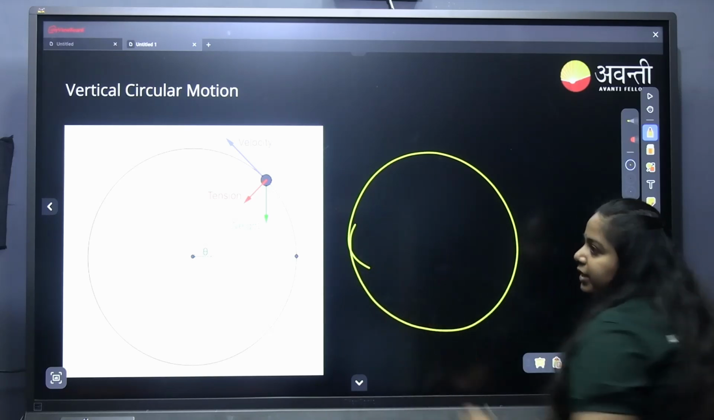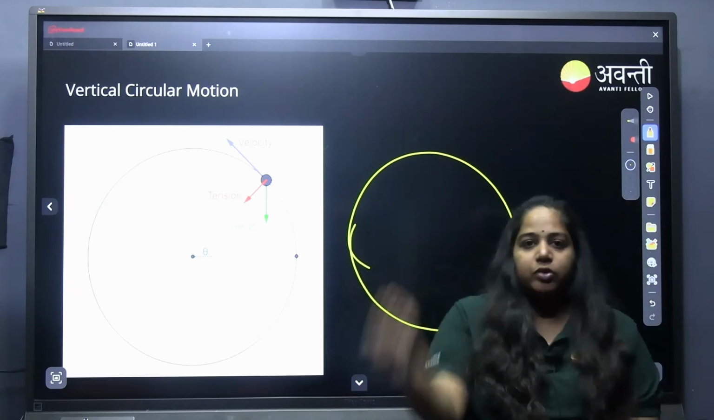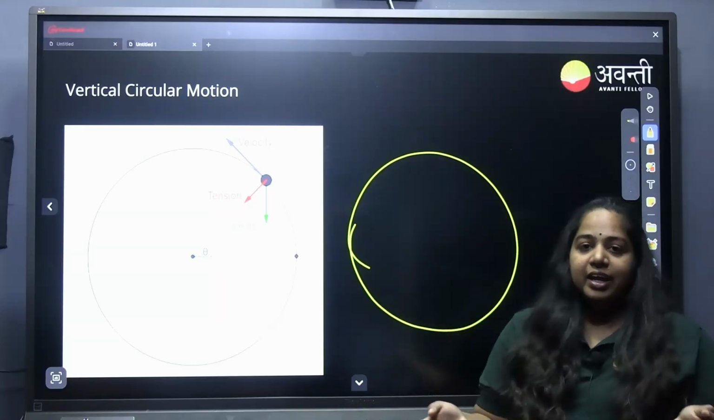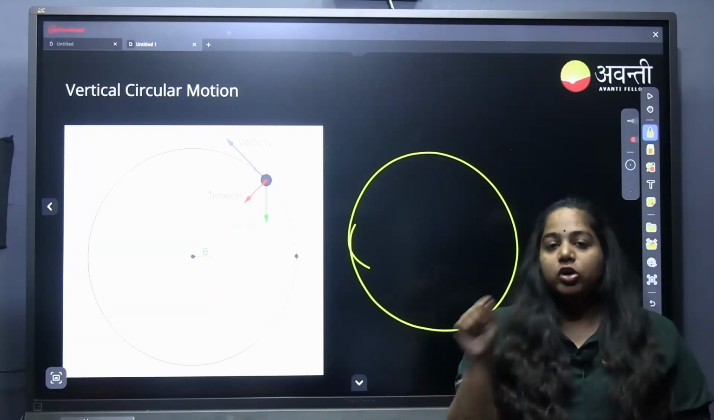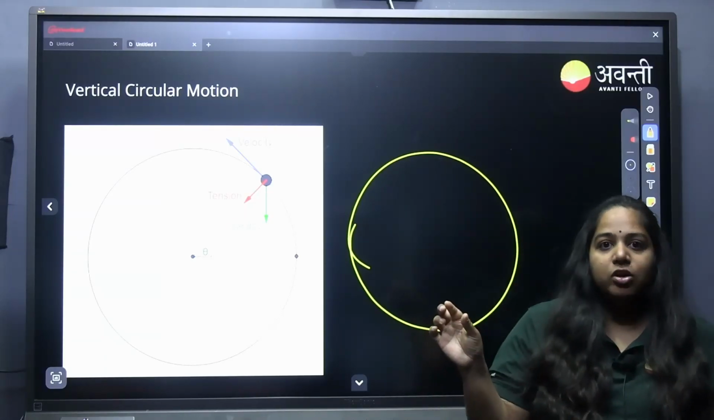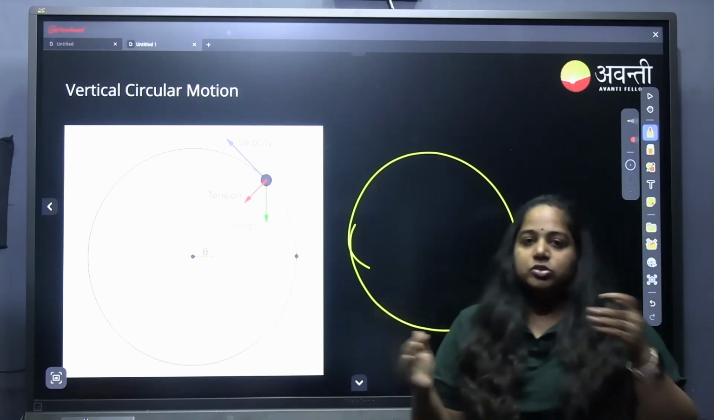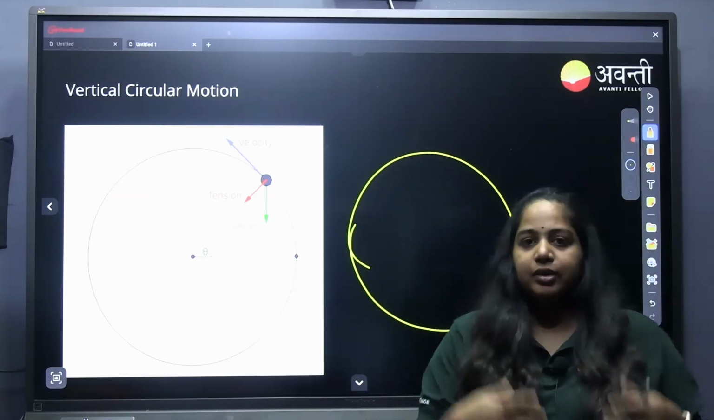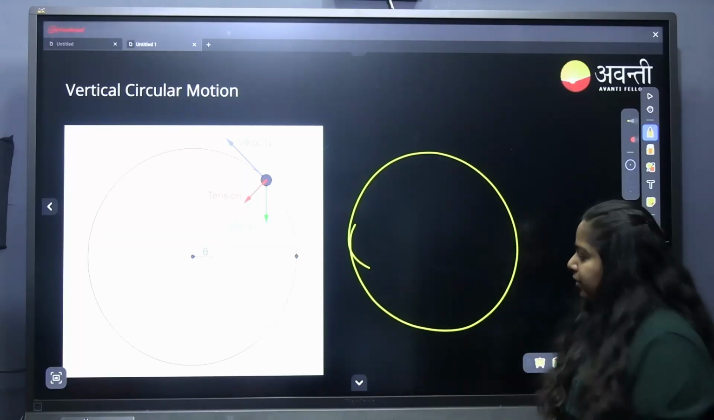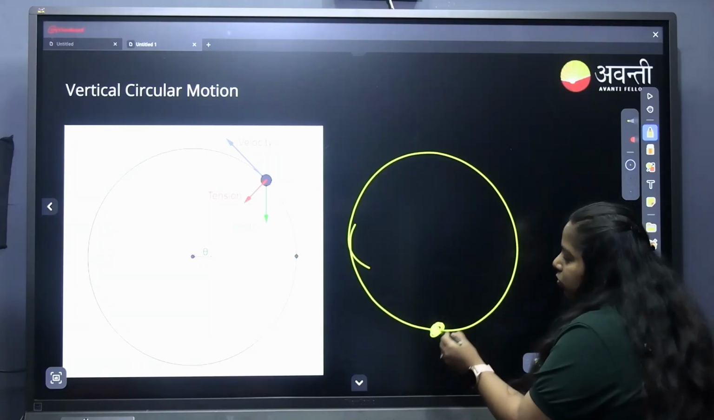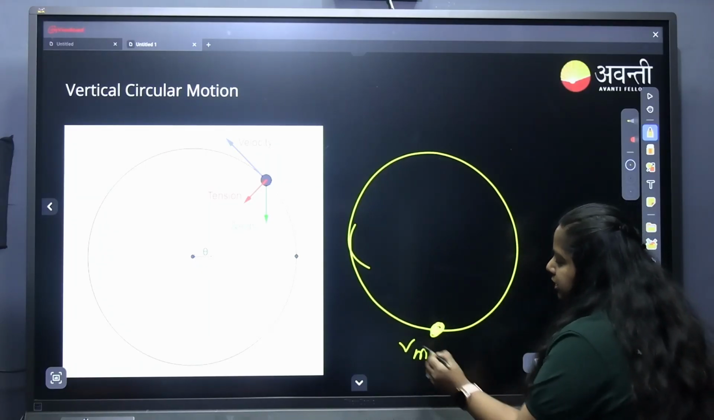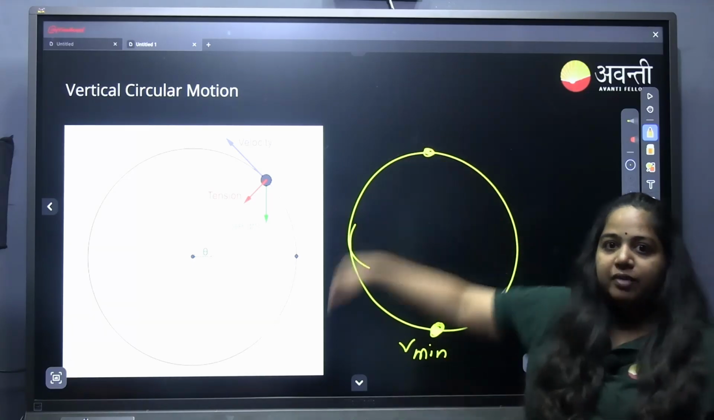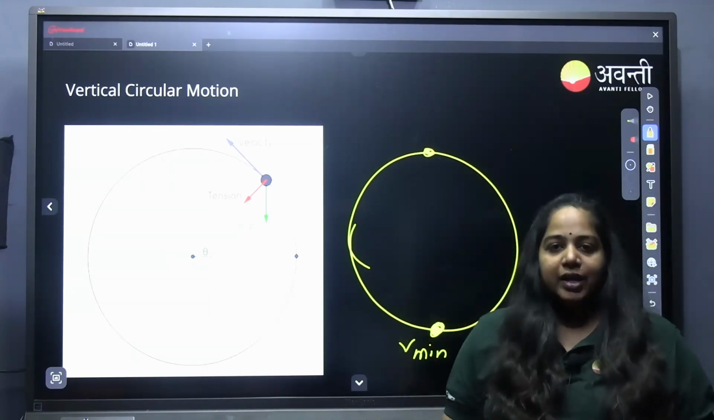Okay, in vertical circular motion, imagine that you are rotating something in this direction. In that case the velocity, meaning the speed, is not constant at every point. So this is a topic you should read by yourself a little bit to understand. At this point, what should be the minimum velocity so that it will reach till here? It will complete one rotation. That is our aim to find.